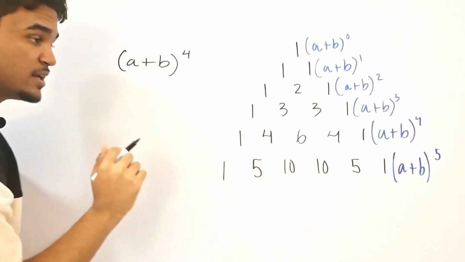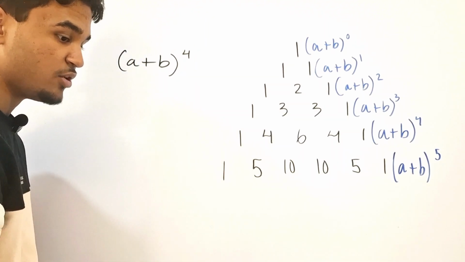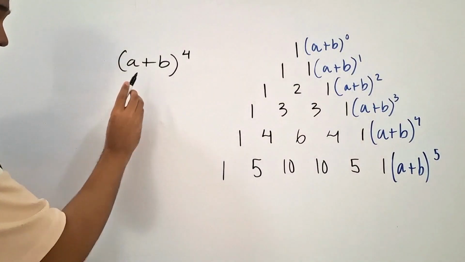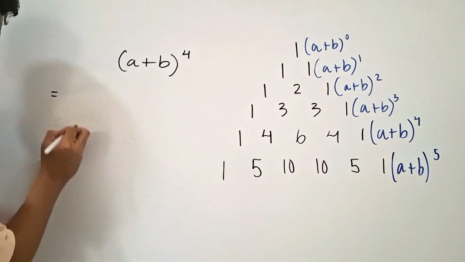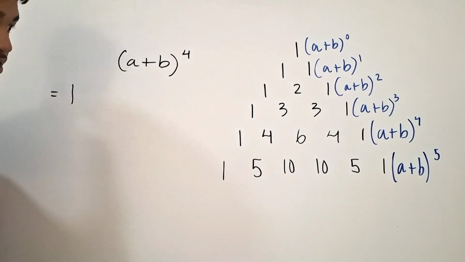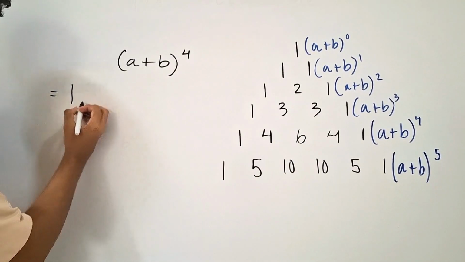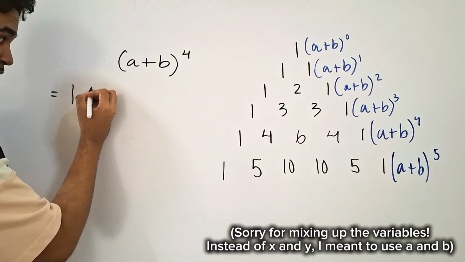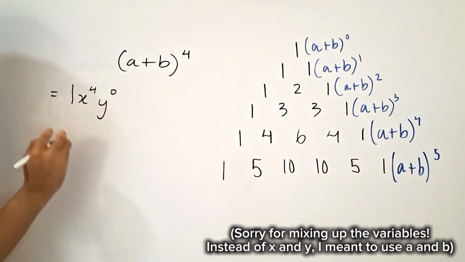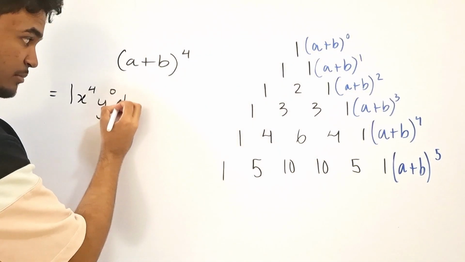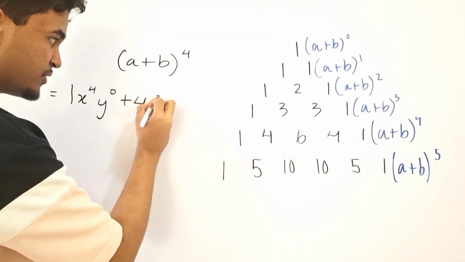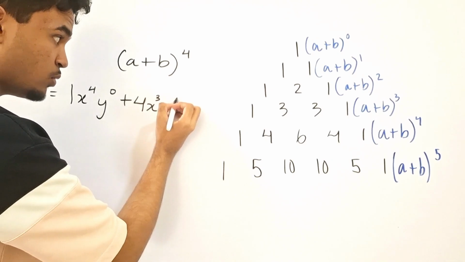What does that mean? The numbers in front of your x and y in your expanded form are these numbers. So in order to expand this, we're going to start with the first coefficient, which is 1. We're going to write 1, then x to the power of 4, and then y to the power of 0. After this, the next term is going to be plus coefficient 4, x to the power of 3, y to the power of 1.